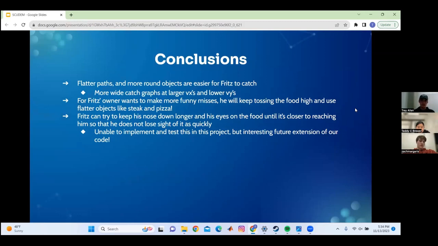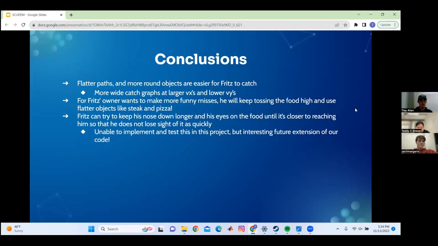Our conclusions are flatter paths and more round objects are easier for Fritz to catch. And this is shown in the wider graphs at larger VXs and lower VYs. There are larger regions in which Fritz makes the catch. And Fritz's owner, if he wants to make more money, should keep tossing the food pretty high and use flatter objects like the steak or pizza, as this would be very difficult for Fritz to catch. Fritz himself can improve by trying to keep his nose down longer and his eyes on the food until it's close to reaching him, so he doesn't lose sight of it as quickly.